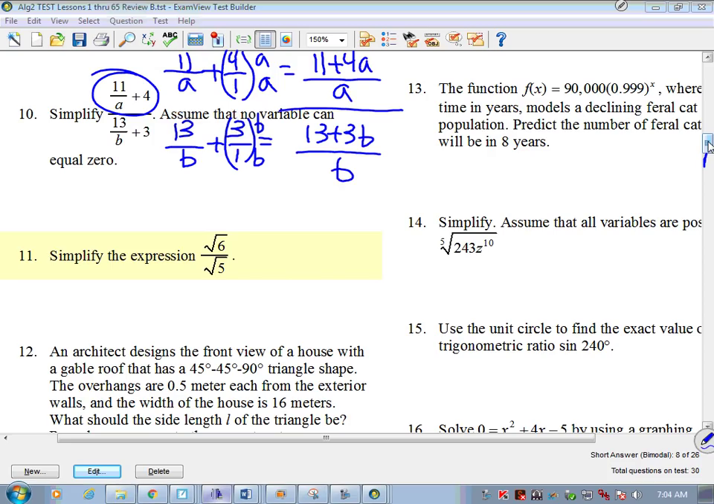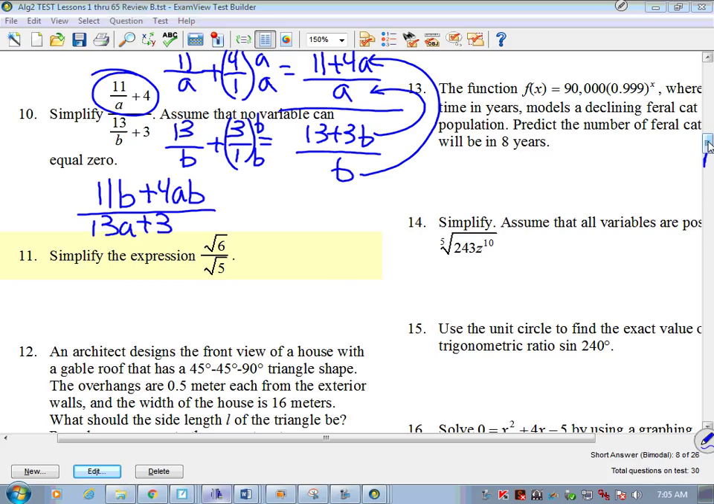Okay, so now what I have is a fraction divided by a fraction. I can't divide a fraction by a fraction, but I can multiply by the reciprocal. So we're going to distribute the b to the numerator. That's going to give me 11b plus 4ab. And then on the bottom, we're going to distribute the a to the 13 plus 3b. So that's going to give me 13a plus 3ab. We'll check our answer here, 11b plus 4ab over 13a plus 3ab. Okay, the answer is right there.